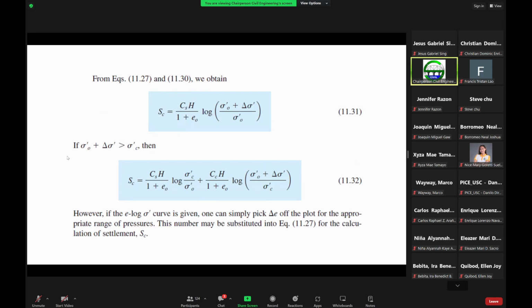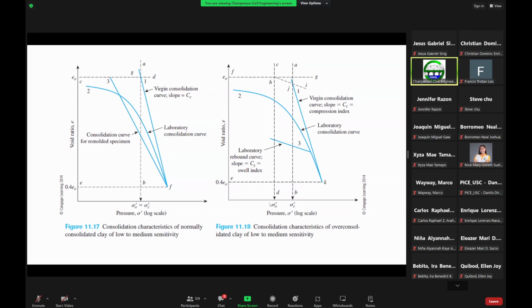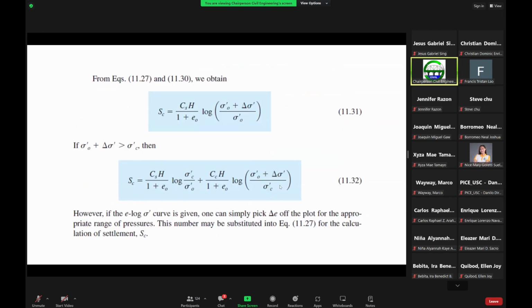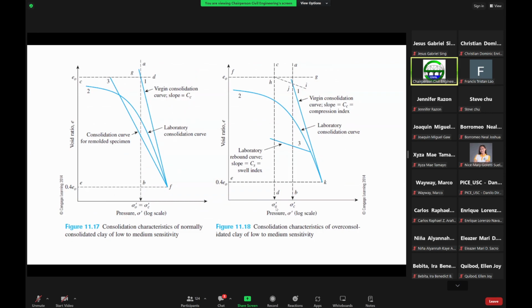Now, if the present effective overburden pressure plus the increase in stress is greater than the pre-consolidation pressure, that means if you sum the two, it will be greater than the pre-consolidation pressure. So it's already somewhere here. Then it would fall in this curve.